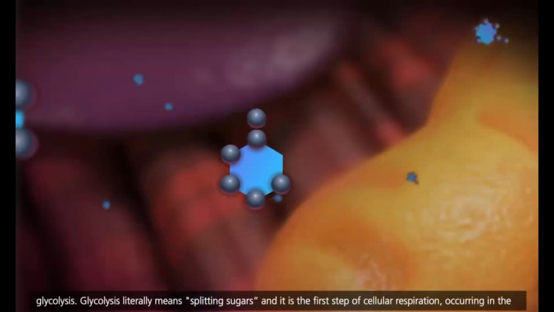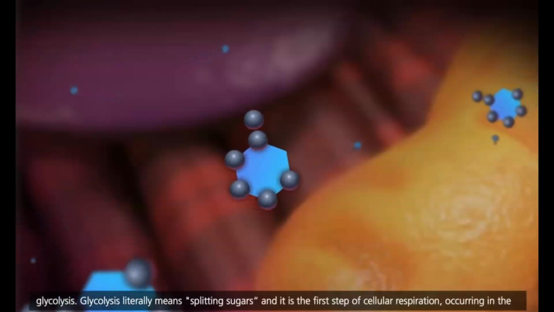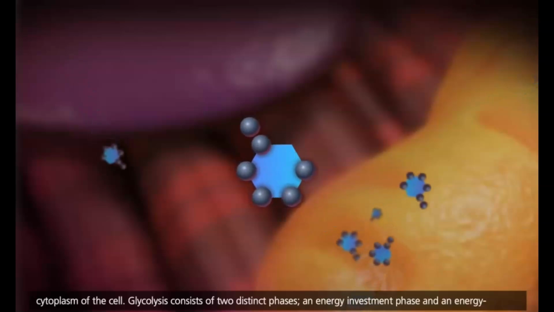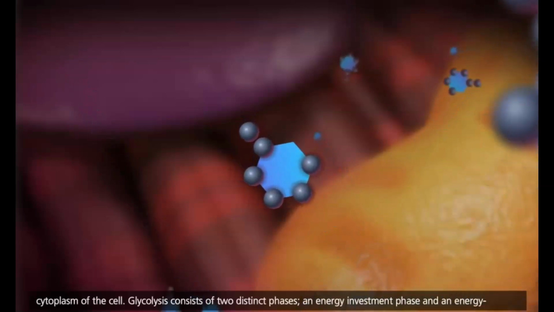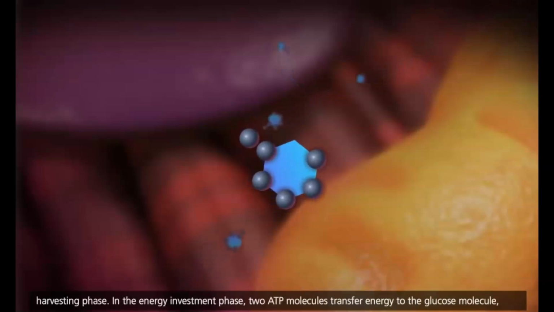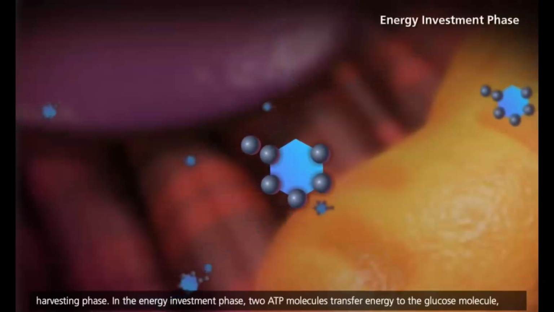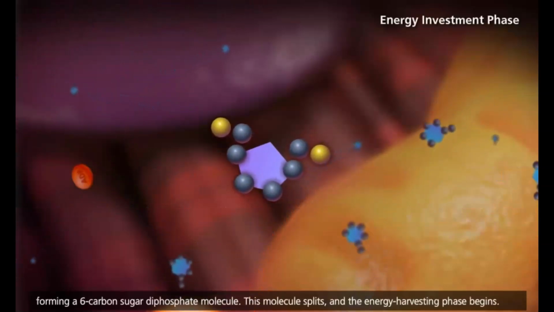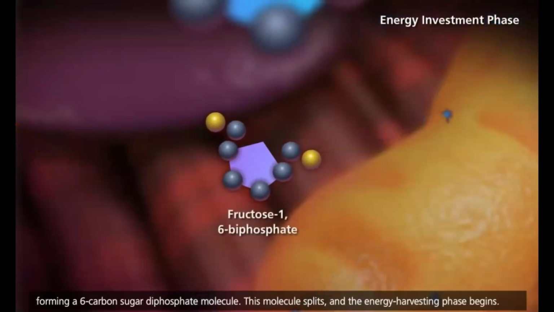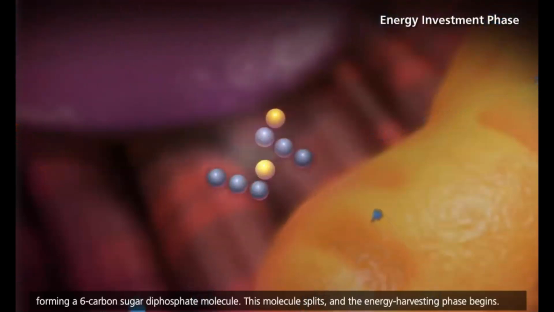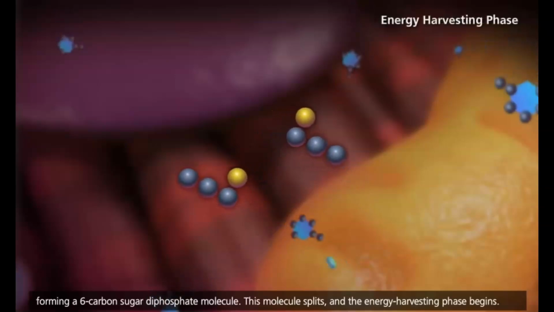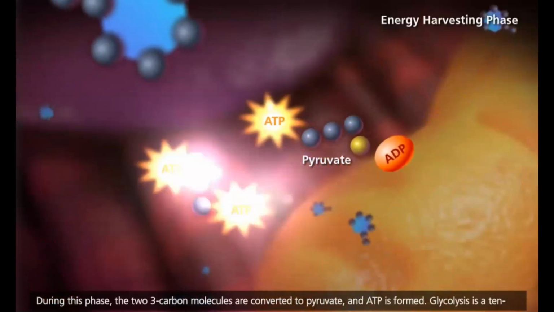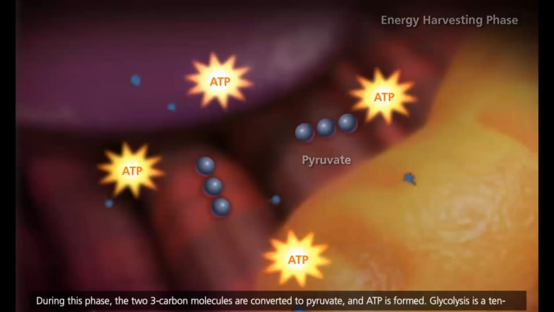Glycolysis literally means splitting sugars, and it is the first step of cellular respiration, occurring in the cytoplasm of the cell. Glycolysis consists of 2 distinct phases, an energy investment phase and an energy harvesting phase. In the energy investment phase, 2 ATP molecules transfer energy to the glucose molecule, forming a 6-carbon sugar diphosphate molecule. This molecule splits, and the energy harvesting phase begins. During this phase, the 2 3-carbon molecules are converted to pyruvate, and ATP is formed.